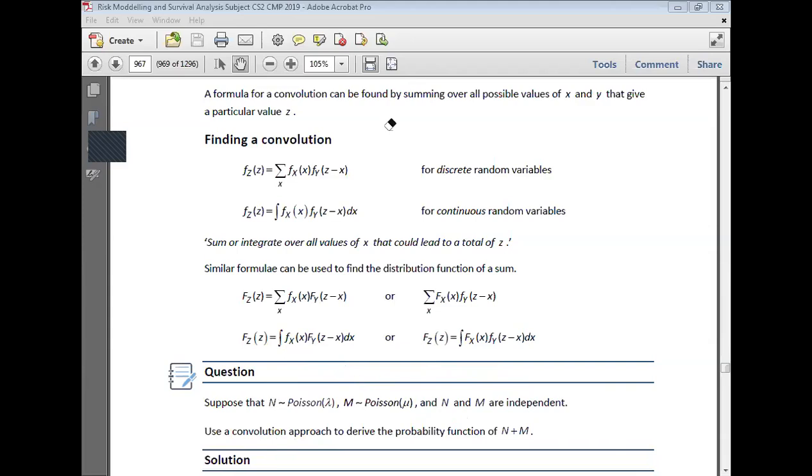So let us try together. What do you think I should start with? Let us say I define my N plus M to be equal to V. Then what should I be doing?